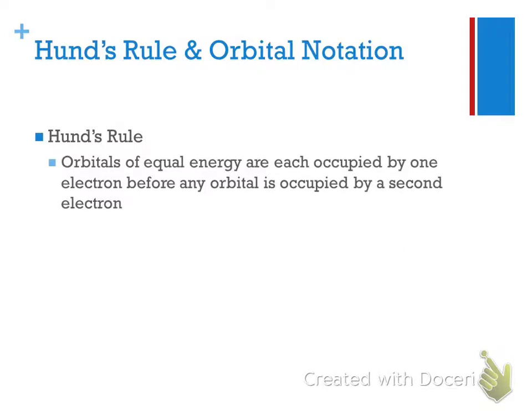This is called Hund's rule, which tells us that orbitals of equal energy have to be occupied by one electron before you can occupy them by two. So orbitals of equal energy have to be occupied by one electron all the way across before we can go back and double them up. This will make more sense when we start drawing it out.